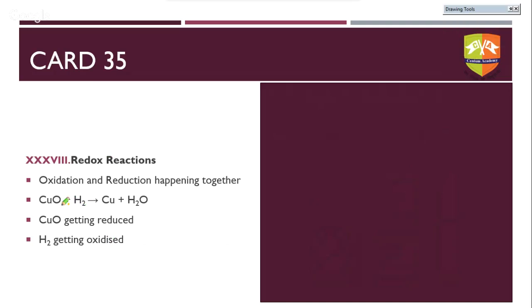So in redox reactions, you'll find that one of them actually undergoes oxidation while the other undergoes reduction. You'll realize that CuO here is getting reduced because oxygen is getting removed from CuO to give you copper. So this is a reduction reaction, whereas hydrogen is the one which is getting an oxygen, so this is an oxidation reaction. Now, when both oxidation and reduction are happening together, this reaction is called a redox reaction. The very word redox comes from red and ox, which means reduction and oxidation happening together. So that's the way that this works.